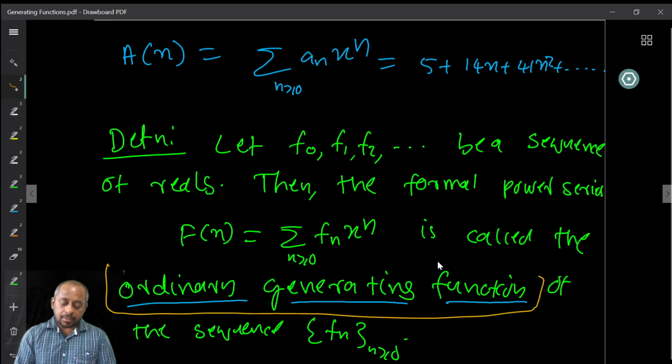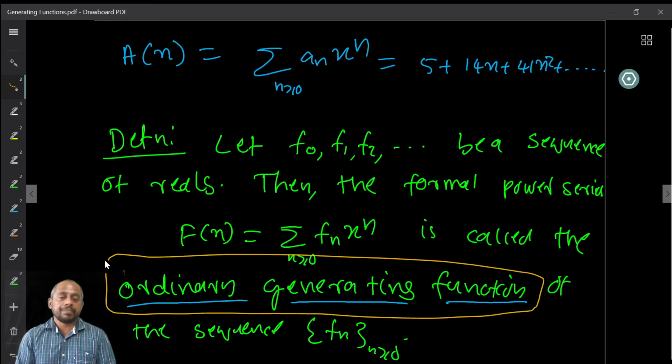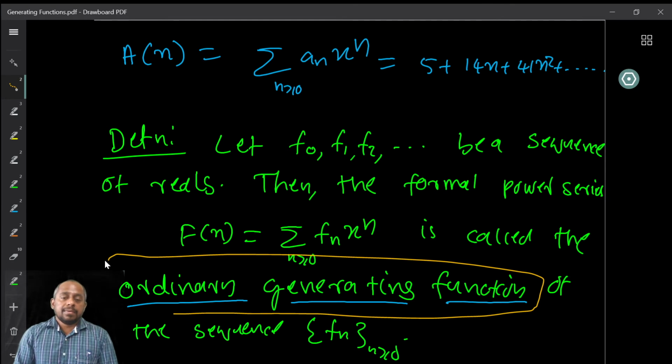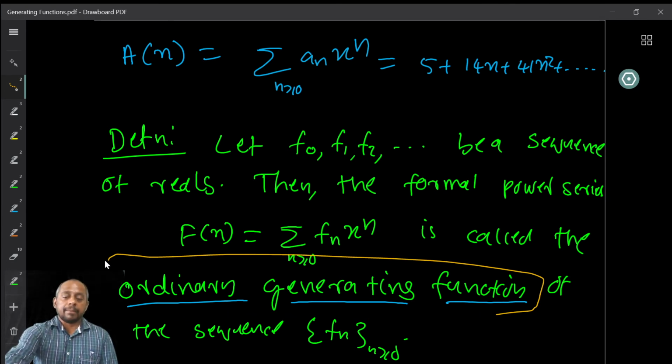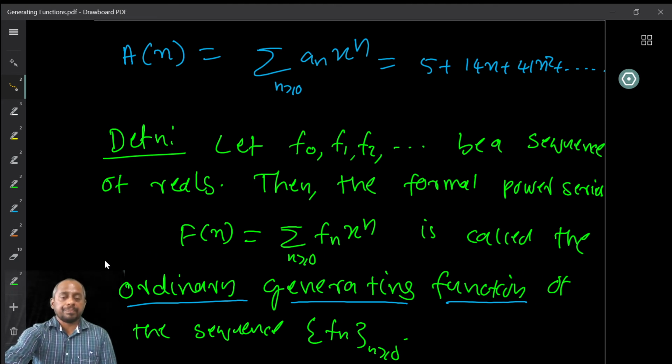So why do I call it ordinary? Because there is something coming. We will look at the other thing later, but for the time being, this is our ordinary generating function. Without worrying whether the series is converging to a function or not, we will call it the ordinary generating function.